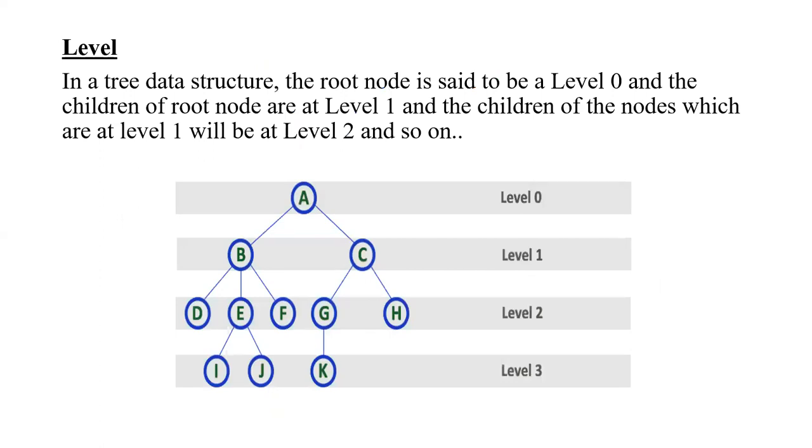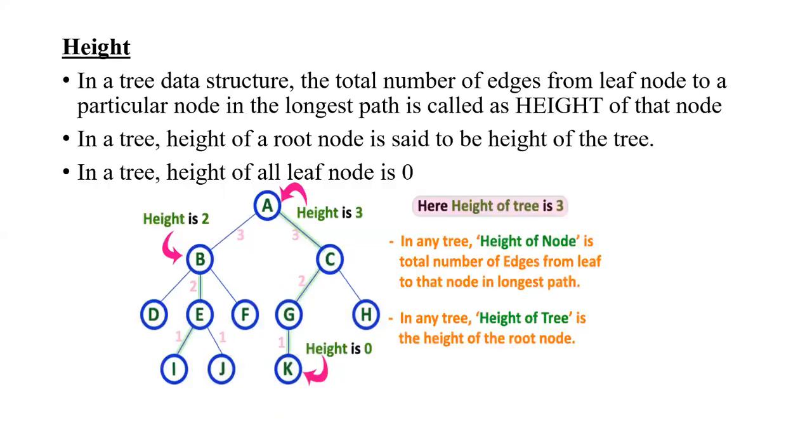Level. In a tree data structure, the root node is said to be at level 0, and the children of a root node are at level 1, and the children of the nodes which are at level 1 will be at level 2, and so on. So the root node is always at level 0. The next level, B, C, is at level 1, D, E, F, G, H at level 2, I, J, K are at level 3.